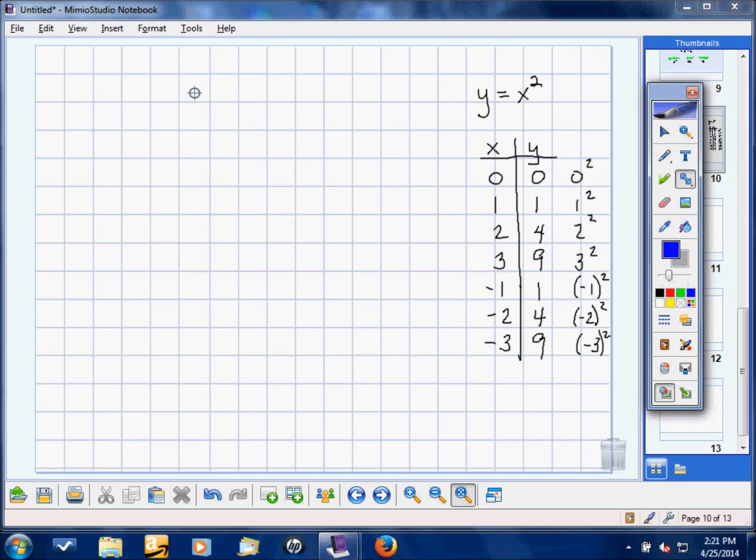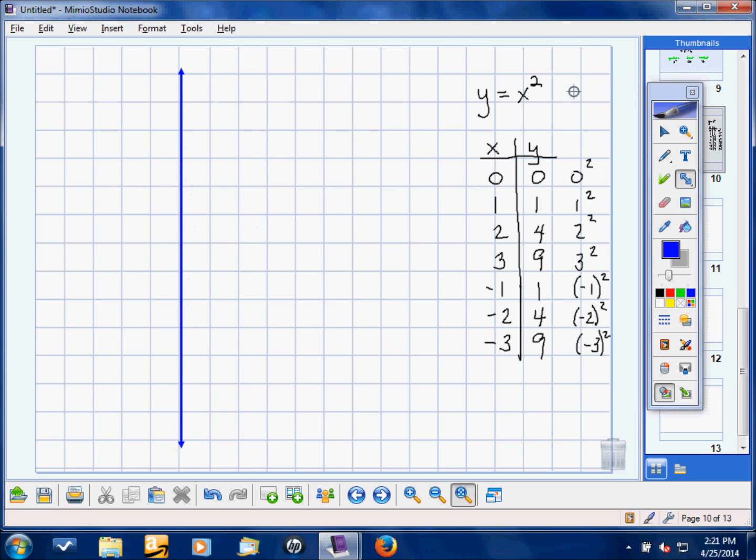So we want to make a graph. How are we going to make a U? Well, we're going to graph the points. You're going to make your nice y-axis, and we're going to make a nice x-axis. Now notice my x values are only going from negative 3 to 3, so I'm not making my x-axis particularly long, but my y values go all the way up to 9, so I want to make sure I leave enough room. 1, 2, 3, 4, 5, 6, 7, 8, 9.